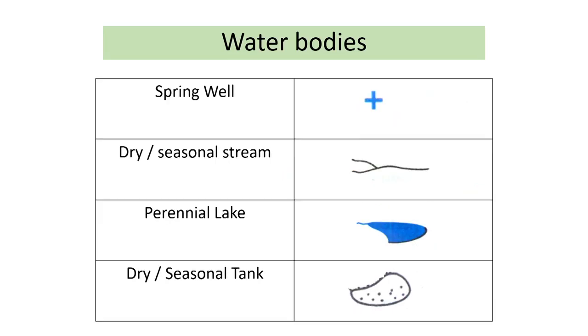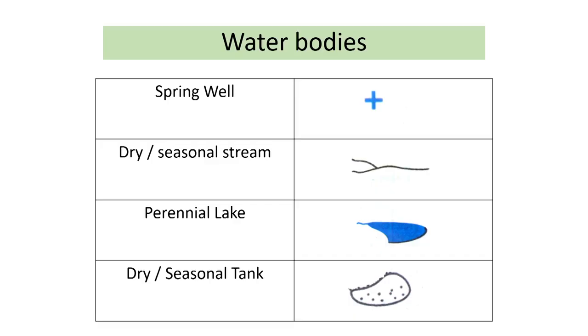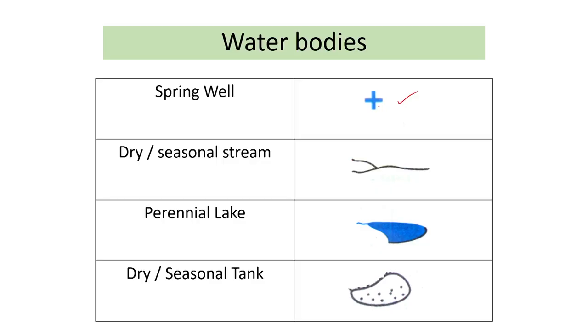Yes. Next, a spring well, a well used for irrigation, but it will not always have water, I mean throughout the year, then it will be mentioned with the blue color plus symbol. If it is a seasonal stream, a small river, it is mentioned like this. A perennial lake, a lake which may have water throughout the year, will be represented like this. Next, a seasonal tank, a small tank or pond, will be represented like this.